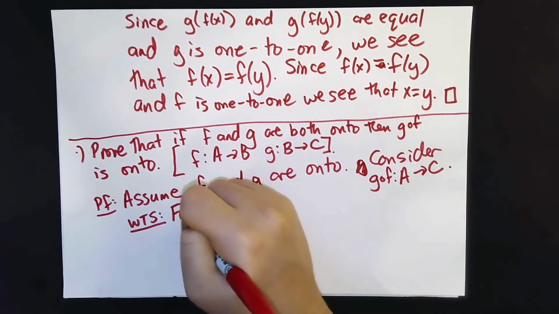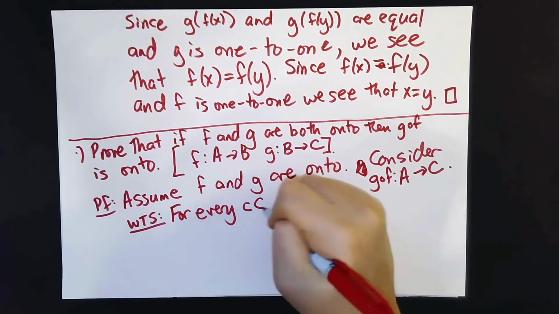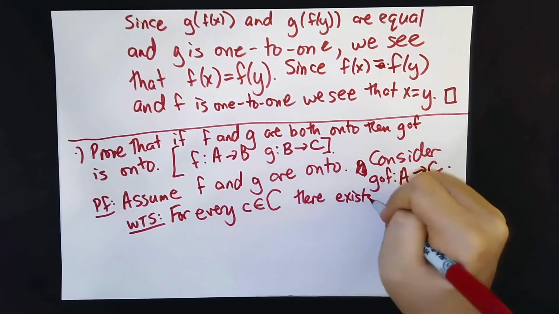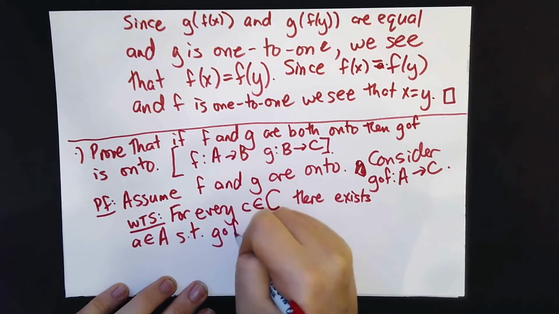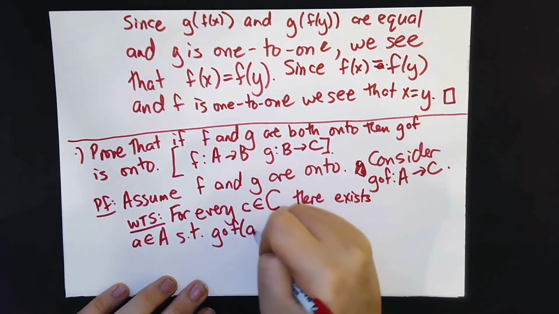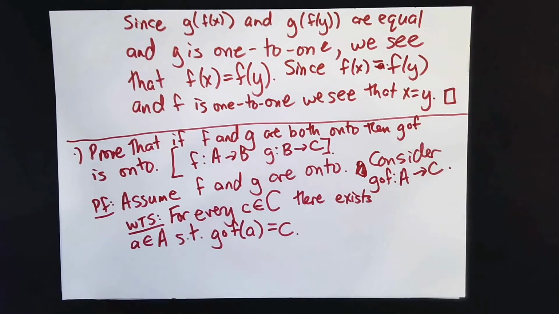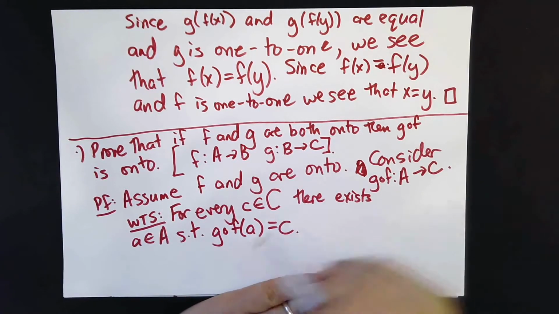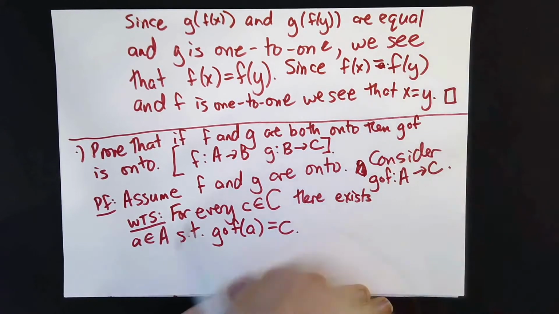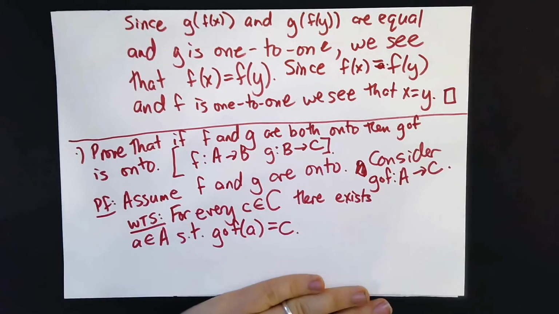Namely, I want to show that for every little c in big C, there exists a little a in big A, such that g of f of a equals little c. This is just the definition of onto. For every element of the codomain, there exists an element of the domain that maps to it.